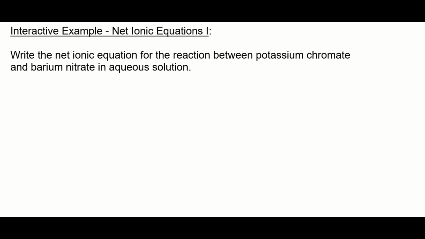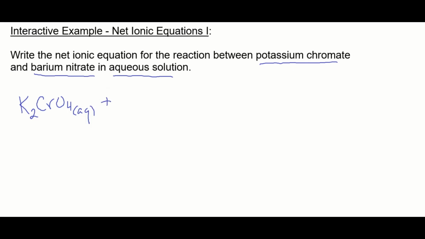Let's start by writing the formula equation for this reaction between potassium chromate and barium nitrate in aqueous solution. Potassium is K, chromate is CrO4, and the charges on these ions: potassium, being in group 1, is going to lose one valence electron to become a 1 positive cation, and chromate is a polyatomic anion with a 2 negative charge. You can crisscross these numbers to get the ratios of how they combine. So the formula unit for potassium chromate is K2CrO4.